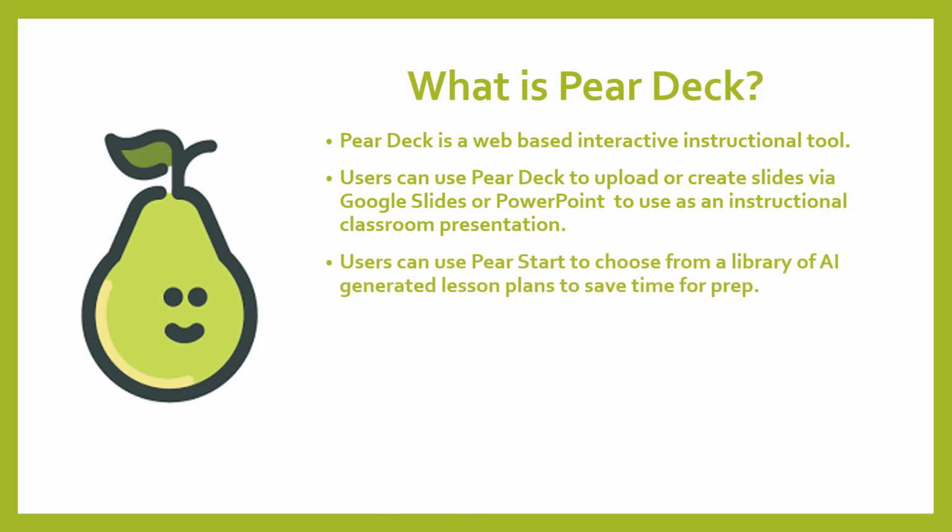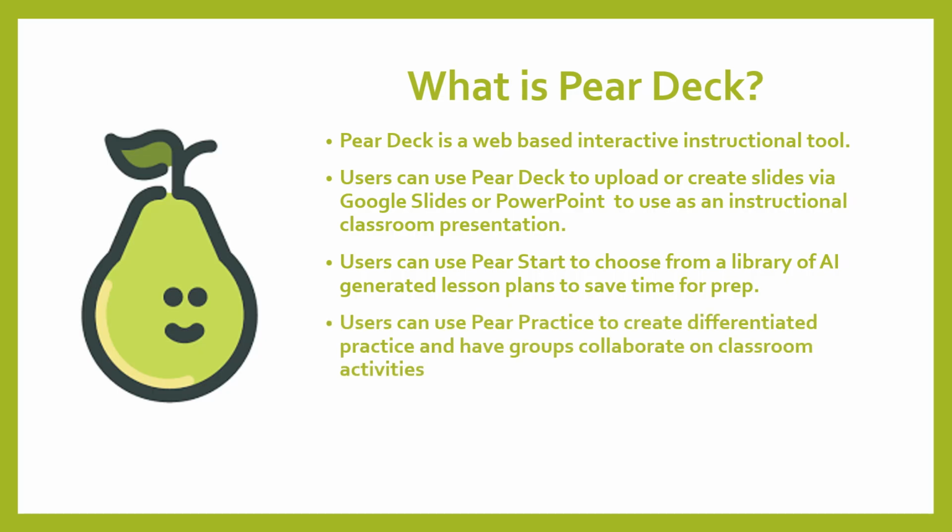The next application is something called Pear Start, where you can choose from a library of AI-generated lesson plans to save time for prep. All of these lesson plans can be aligned to standards, and there is a huge amount of subject areas that it covers as well. The next application is something called Pear Practice, which is where you can create differentiated practice and have groups collaborate on classroom activities. And the last application is something called Pear Assessment for classroom assessments, obviously.